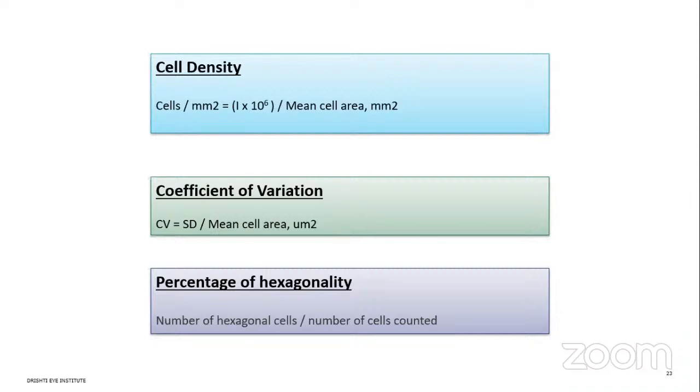The normal value range is between 30 to 40. The percentage of hexagonality is calculated as the number of hexagonal cells divided by the number of cells counted. The normal range of the percentage of hexagonality, also denoted by 6A, is more than 50 to 60.